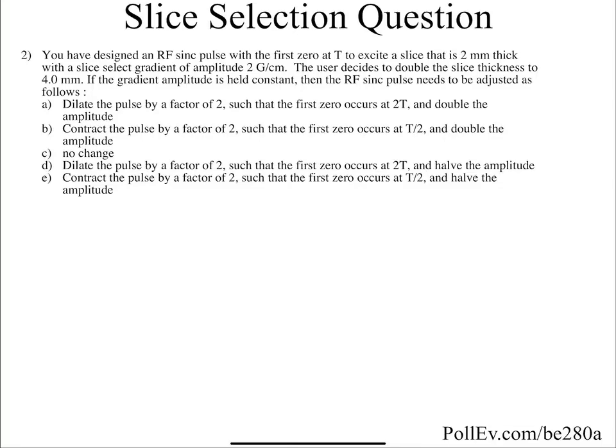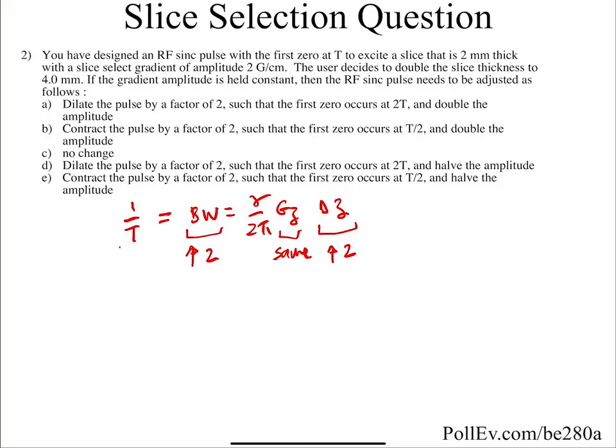Okay, let's take a look at this. So once again, we're going to start off with this fundamental equation. The bandwidth is equal to gamma over 2 pi times Gz times delta z, right? In this case, what have we done? We've doubled this, we made this go up by a factor of 2. It's saying Gz is the same, so we don't change that. Therefore, the bandwidth has to go up by a factor of 2, and the bandwidth equals 1 over T, so the T must go down by a factor of 2. So it's either B or E. That's the first thing you want to figure out.